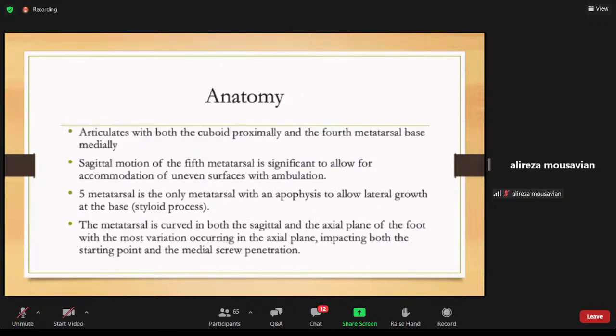Regarding the anatomy, the fifth metatarsal bone articulates with the cuboid bone proximally and the fourth metatarsal bone medially. The sagittal motion of the fifth metatarsal bone is very important for walking, especially on uneven surfaces.